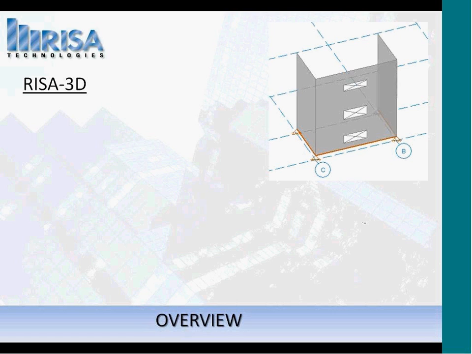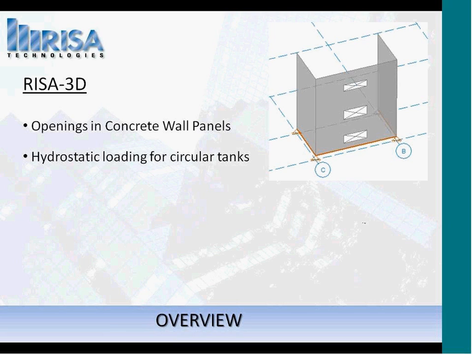A RISA 3D specific big feature that we added, and you can see a picture on the right side here, is openings in concrete wall panels. We've had wall panels in RISA 3D for a couple of years now. We had masonry walls, we've had wood walls, both with openings. Concrete walls were added about a year ago, and now you can add openings inside of that concrete wall panel and get reinforcement design. And it's a big one, we'll see that, as well as hydrostatic loading for circular tanks.